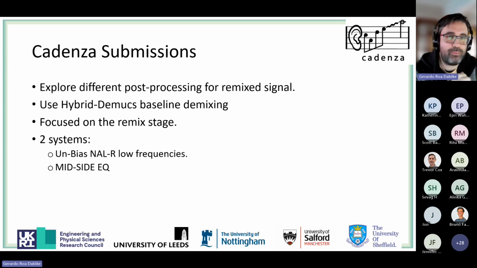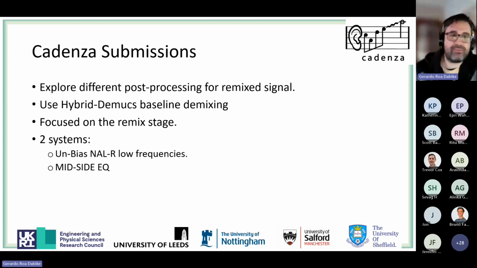In our case, as a Cadenza submission, we focus more on exploring different post-processing for the remix signal. So why did we do that? Because we were focused more on producing more signal for the listener panel, to try to better learn what people with different hearing prefer in music. So we can make many assumptions, but we needed to have this feedback from them.